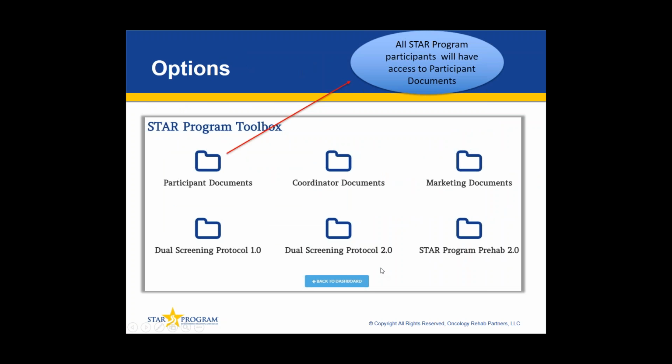Once inside the STAR Program Toolbox, you have all your sub-toolboxes in there available. All participants have access to participant documents, but they may not have access to the other 5 toolboxes. I'll show you. You'll get a message if you do not have access to that specific folder. If you do need access to that toolbox, just please reach out to your SPC on site, and they can get in touch with us to have you have access for that. You do have the same access that you have now in the current learning management system.